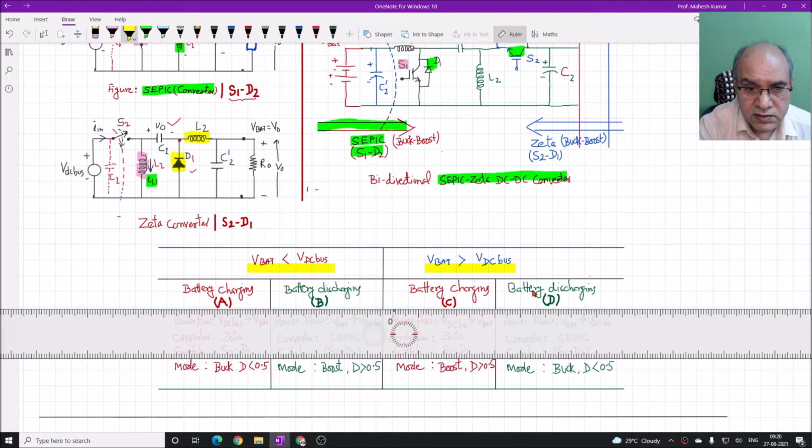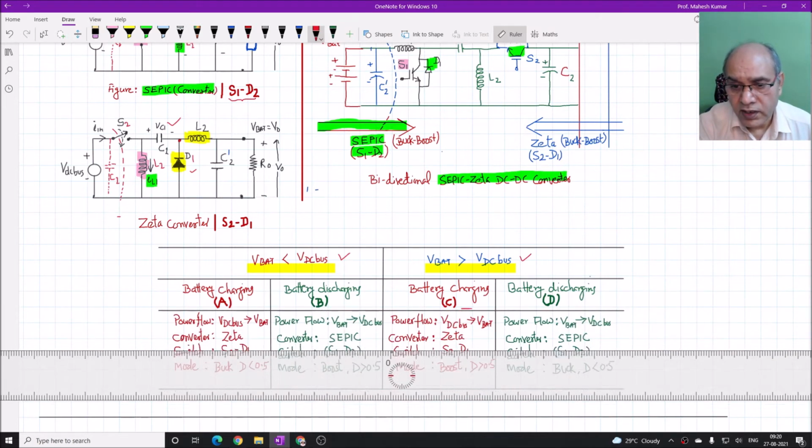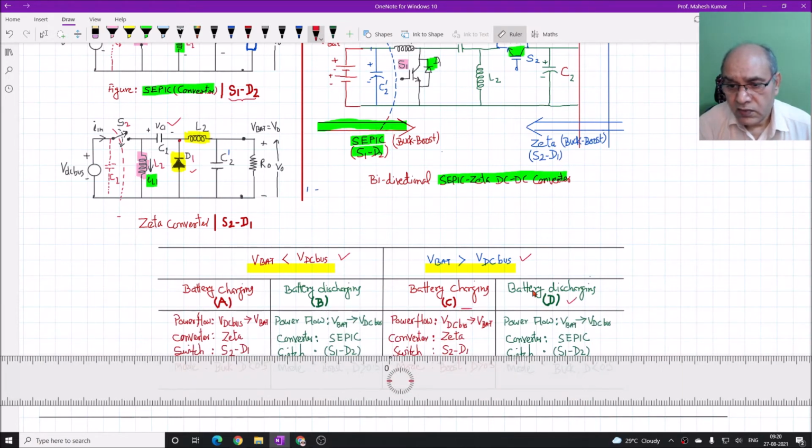For each condition here, that is V battery less than V DC bus, we have two conditions: battery charging and battery discharging. Similarly, for V battery greater than V DC bus, we have two conditions: battery charging and battery discharging. Okay, so these are the four cases, in fact, A, B, C, D. We have marked A, B, C, D.